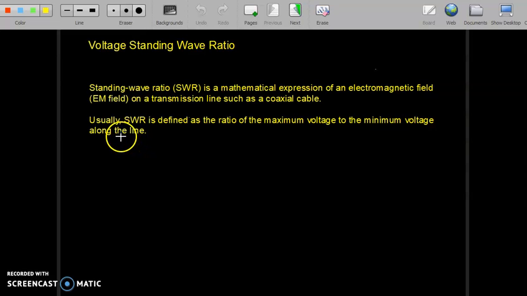In this class, I am going to take the voltage standing wave ratio. Here you can see the definition of the voltage standing wave ratio. It is a mathematical expression of an electromagnetic field on a transmission line, such as coaxial cable. Usually, SWR, standing wave ratio, is defined as the ratio of maximum voltage to the minimum voltage along the line.